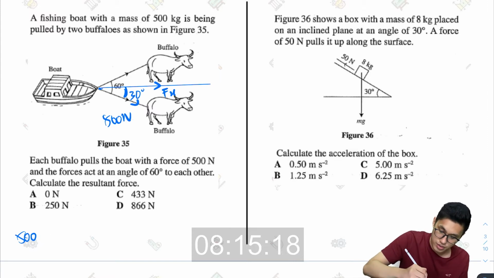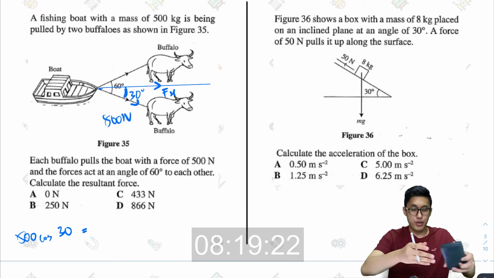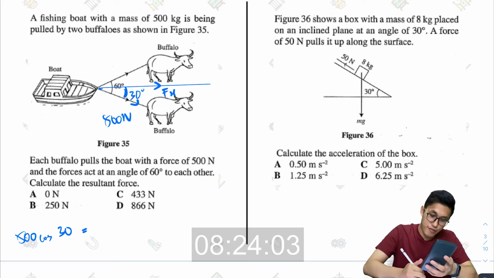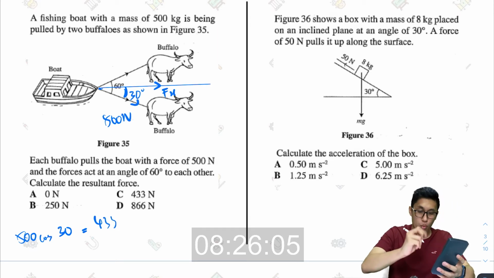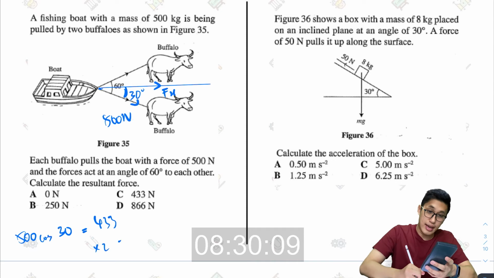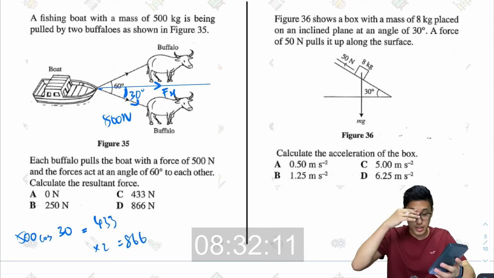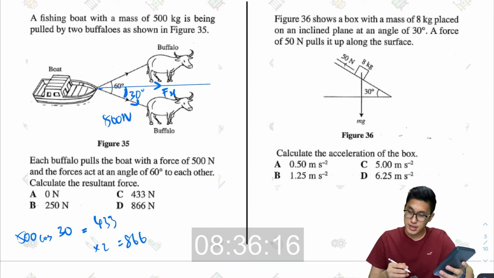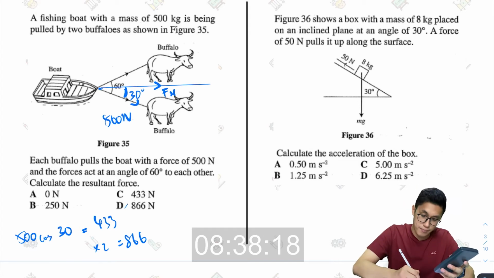to be 500 newtons cos 30 degrees. Okay, so 500 newtons cos 30, that's 433. That's for one buffalo. So both buffaloes would be 866 newtons, right? So the resultant force is 866 newtons. The answer would be D.